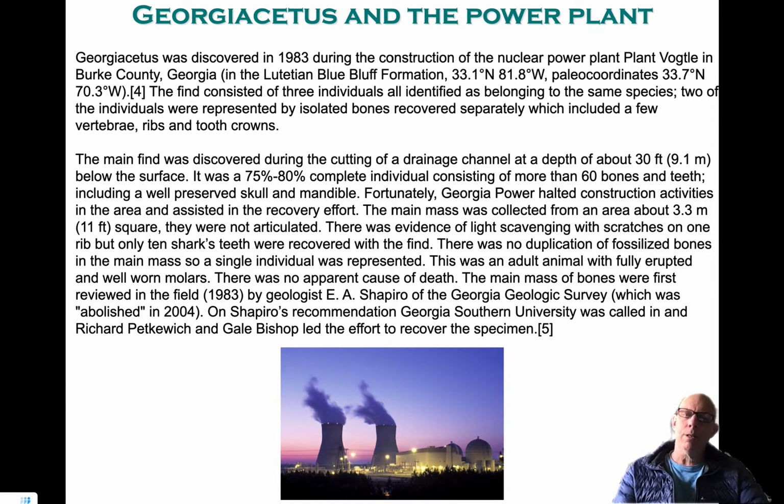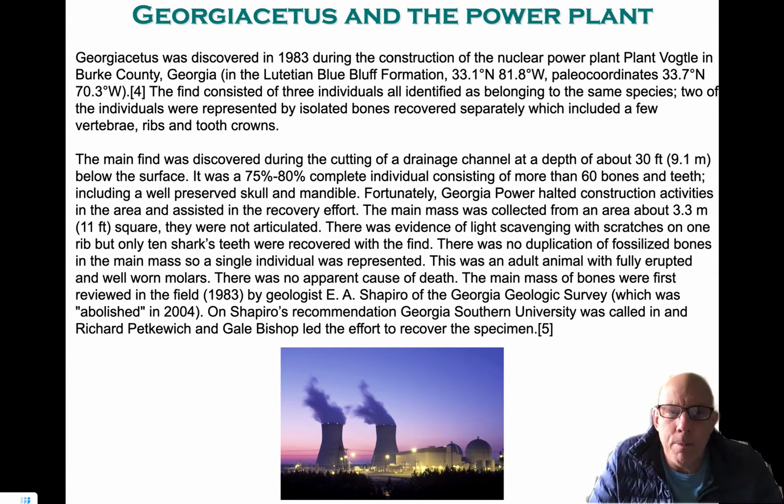Georgia Cetus was discovered in 1983 during the construction of the nuclear power plant, Plant Vogtle in Burke County, Georgia. The find consisted of 3 individuals, all identified as belonging to the same species. 2 of the individuals were represented by isolated bones recovered separately, which included a few vertebrae, ribs, and tooth crowns.